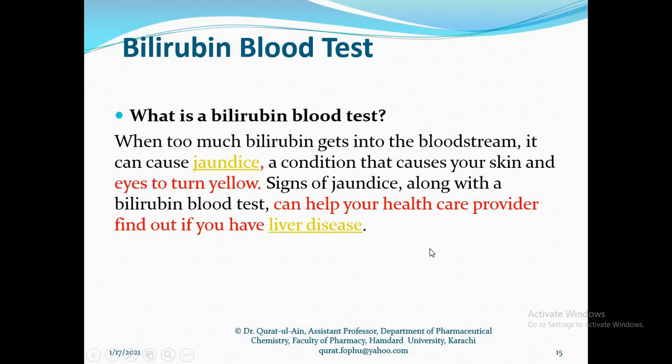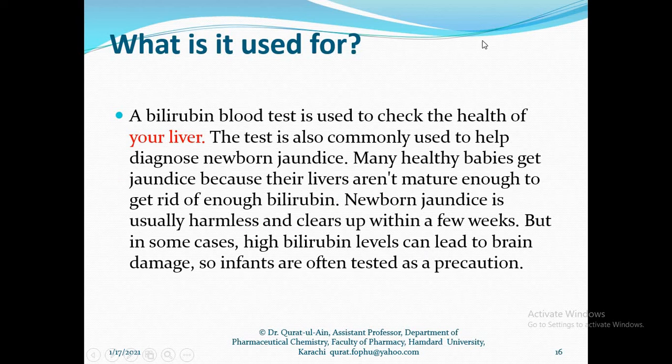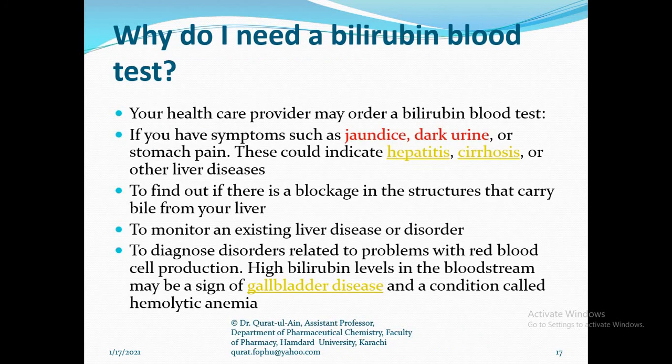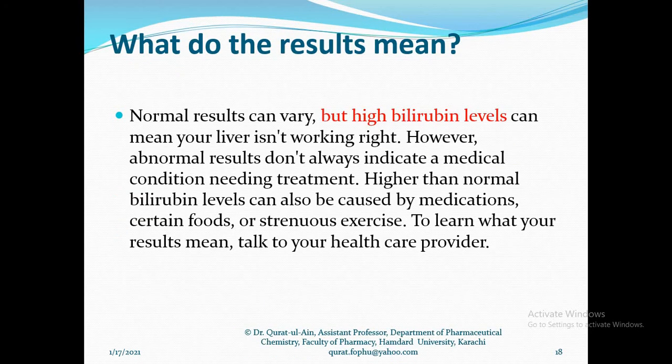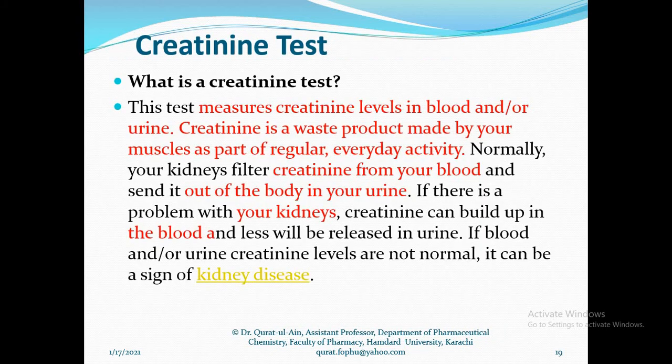The presence of jaundice is an indication that your liver is not working well. So this test is performed to find out if your liver is working well or not. Your doctor can prescribe the bilirubin test to find out if a patient's liver is working well or not. If a person has a high bilirubin level in the blood, it is an indication that the person's liver is not working well. Now we are going to discuss another test, that is the creatinine test.